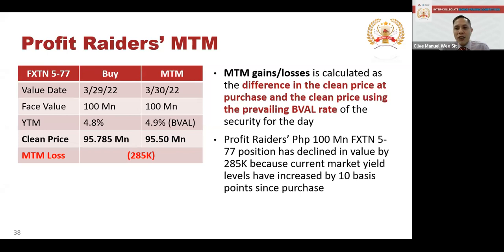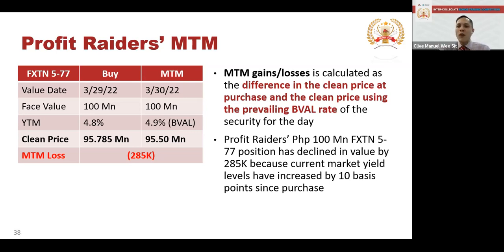And what is your basis for computing the mark to market? Similar to the basis for trading gains, you take a look at the clean price at purchase and clean price at sale. But in this case, when you're doing mark to market, this is just a hypothetical sale. So it's what is the clean price, assuming you use the prevailing market BVAL rate as your discount rate to take the present value of the future cash flows of this 5-77. That gives you a clean price of 95.5, which is lower than the clean price at which you bought this bond, which is 95.785. So you will book an unrealized loss of 285,000.